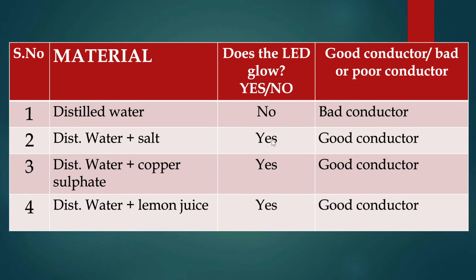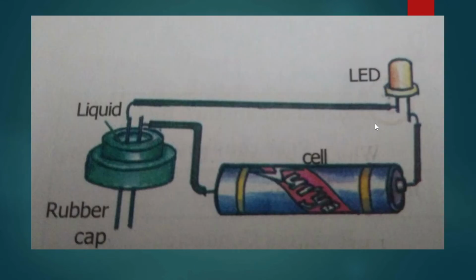Since the LED is glowing, it is a good conductor of electricity. That is, distilled water added with salt is a good conductor of electricity. Now in the next step, we add copper sulfate to distilled water, and here also we see that the LED glows, and hence it is also a good conductor of electricity. And in the last step, we add lemon juice to the distilled water. When we are adding lemon juice to the distilled water, then also we see that the LED glows.